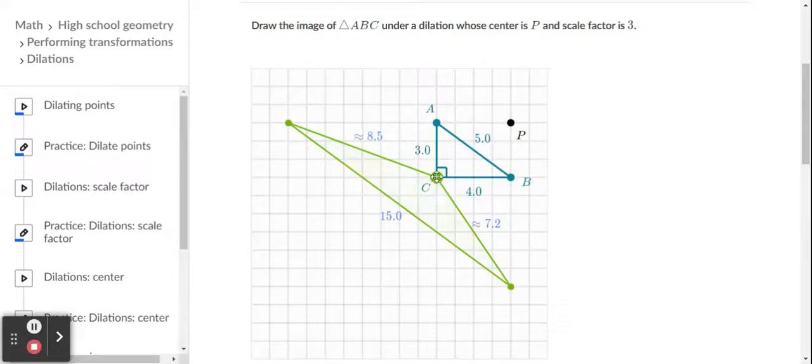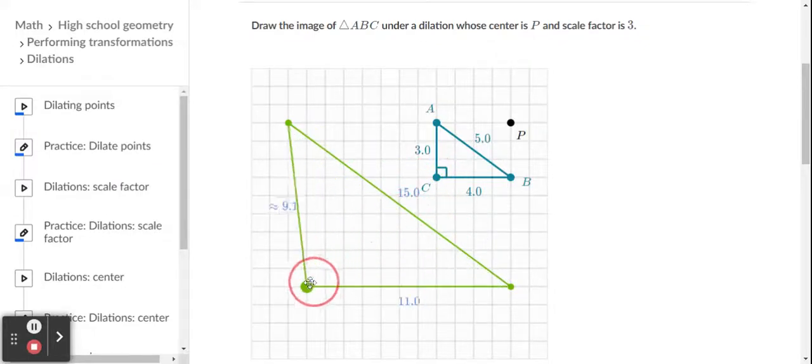Perfect. And now C, you could kind of cheat a little bit because you know that we need a right angle. So C should end up right here, but let's double check. Let's use the method that I used in the beginning of this video. From P to C, I go down 1, 2, 3 and over 4. So if I multiply that by 3, I'll go down 1, 2, 3, 4, 5, 6, 7, 8, 9. And then over 4 times 3 is 12. So I'll go over 12.